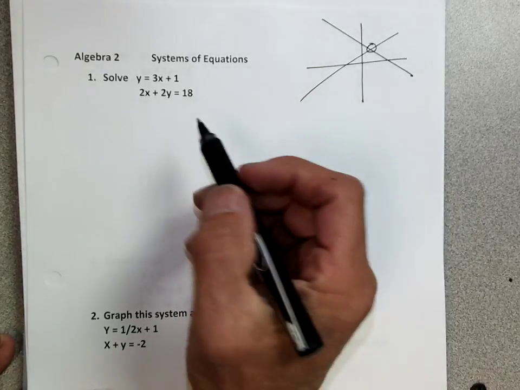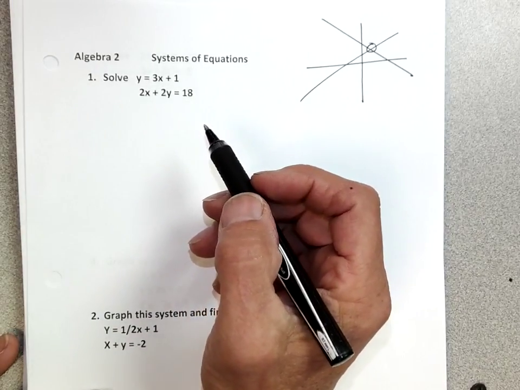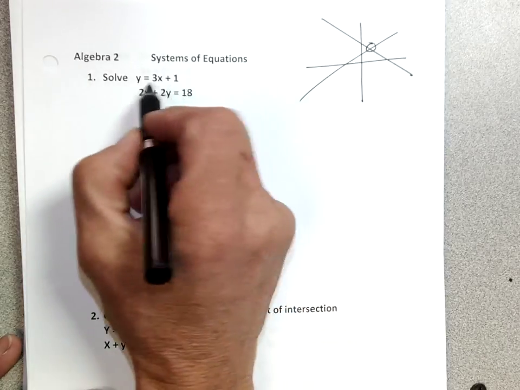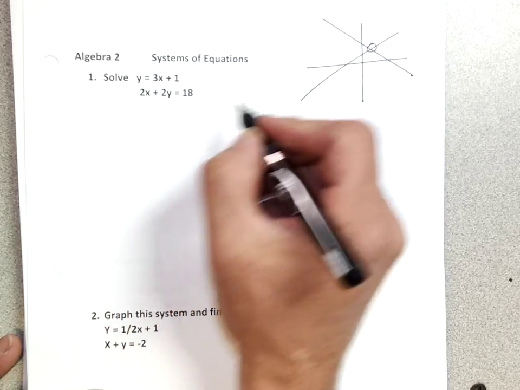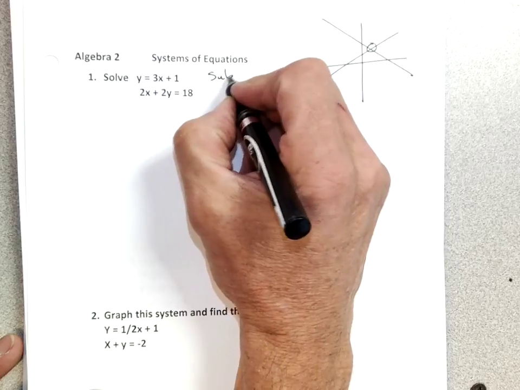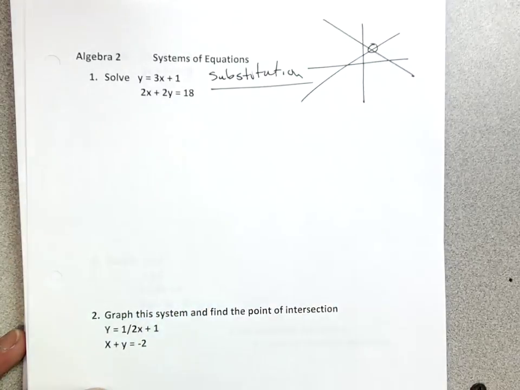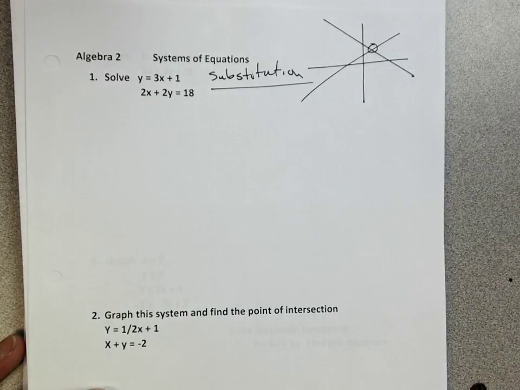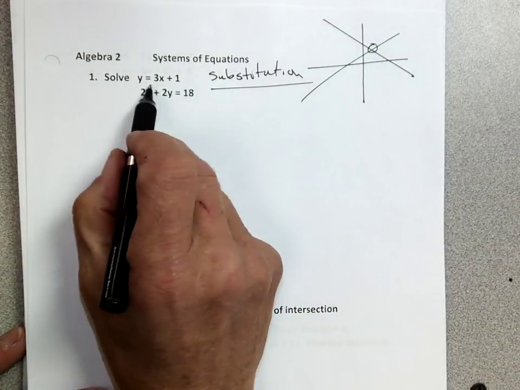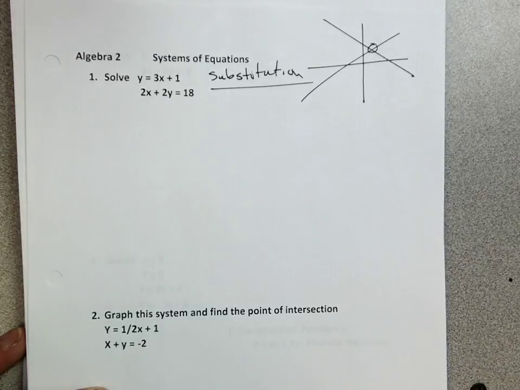When I look at problem number one, I'm thinking substitution, because I can see what y is equal to, and I can make a substitution. I think that is the easiest way for me to do this one, the substitution method, only because I see that y is already solved for. So when I do substitution, I like to write them side by side.